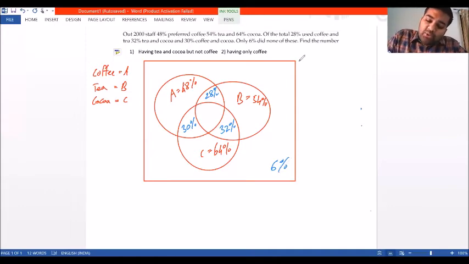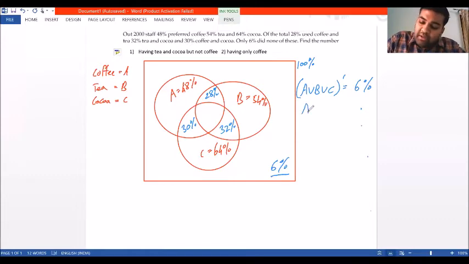We know that the total amounts to 100 percentage, but we see some 6 percentage doing none of these: coffee, tea, cocoa. They consume neither of these. So how do I denote the 6 percentage? A union B union C the whole dash is equal to 6 percentage. Then what will be A union B union C? It is 100 minus 6 percentage, which is 94 percentage.